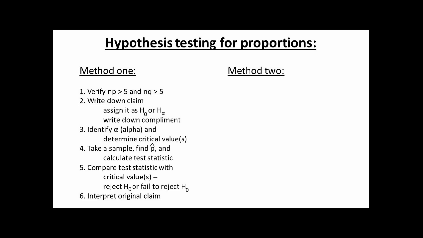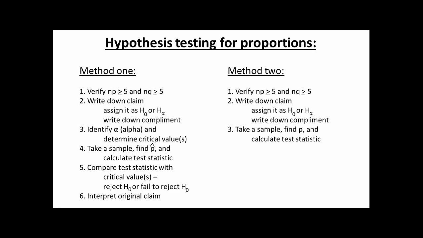If you desire, instead of comparing the z-score of the test statistic to the rejection area defined by the level of significance, you could employ method 2 and use a p-value to perform the hypothesis test. Under this method, we must again verify that n times p and n times q are greater than or equal to 5. Then we write our H naught and H alpha. Next, we get the value of the test statistic and find its p-value.